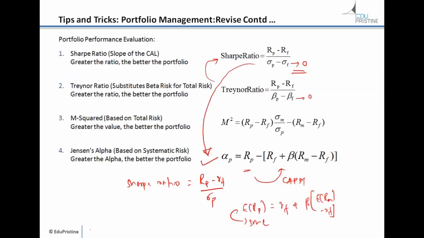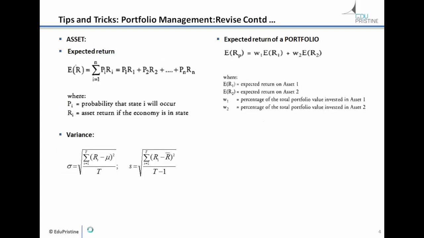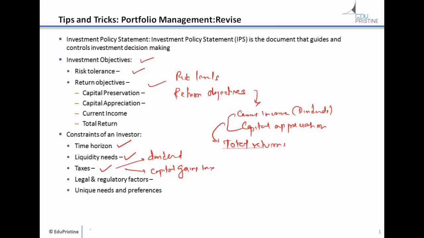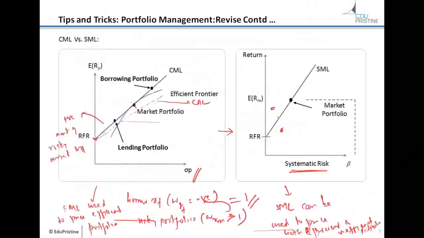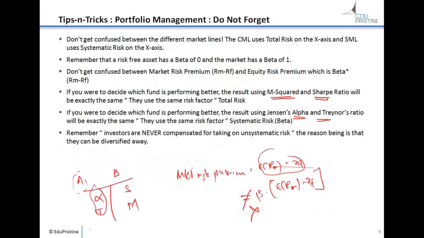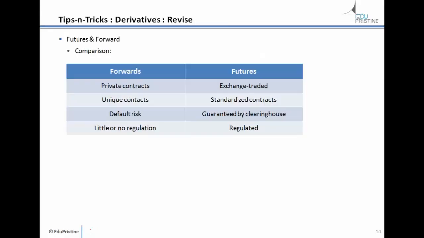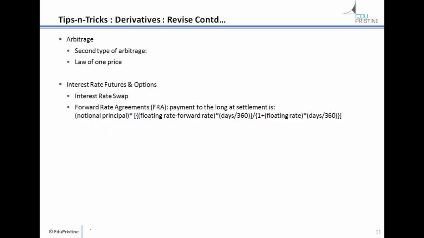So I think with this I have tried to cover the entire crux of what forms a part of portfolio management. Please be very sure about the formulae, because in portfolio management there will be questions which will be testing you on all the formulae. Now I want to touch upon derivatives quickly. Please understand the difference between forwards and futures and the advantages and disadvantages of each of them. I think I can just move on.